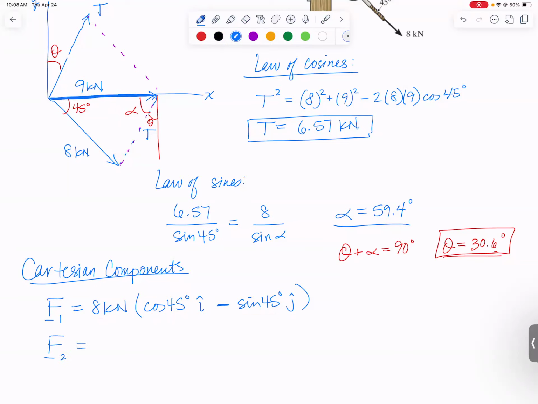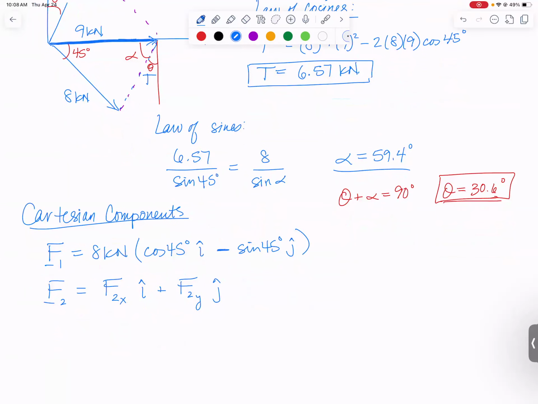That's the one I'm trying to solve for. I have no idea of its components or its angle. I'm just going to call it F2x in the i direction plus F2y in the j direction. If you want to call it Tx and Ty, you can. And then finally, the resultant. I know the resultant force. It is 9 kilonewtons in the i direction, 0 in the j.